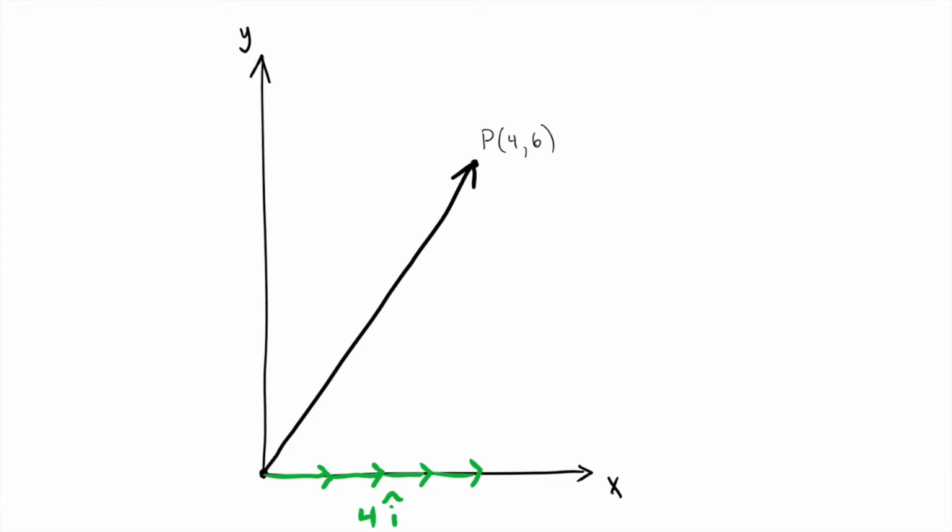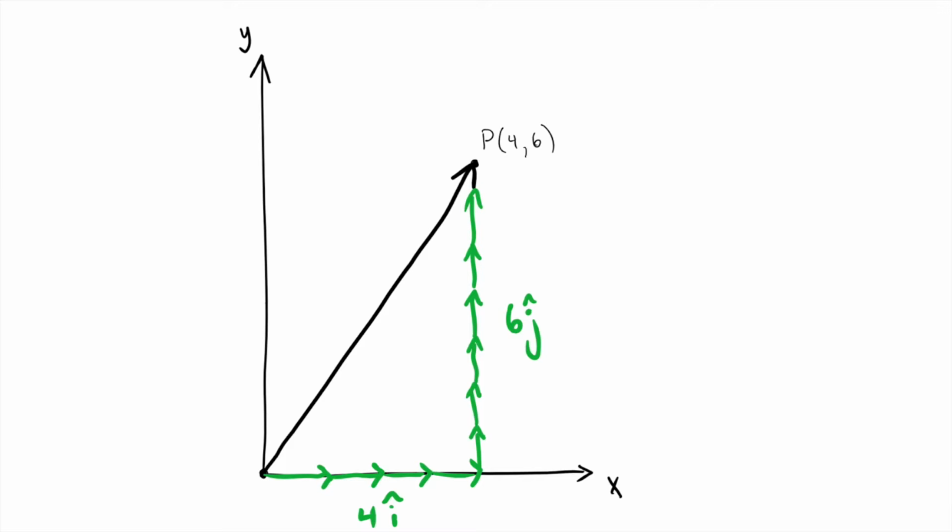Using these basis vectors, what I can do now is take any point in the Cartesian plane, like the point (4, 6), for example, and I can express a vector going from the origin to that point using my basis vectors. So this vector going from the origin to the point (4, 6) can be built by taking 4 of the unit vector i along the x-axis and adding to that 6 of the unit vector j going along the y values.